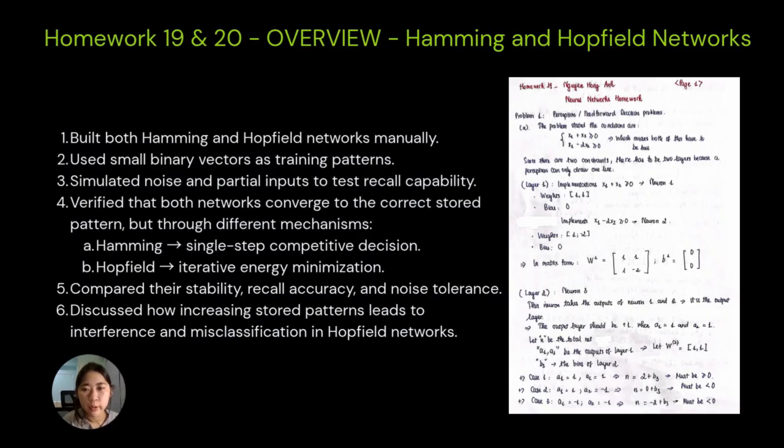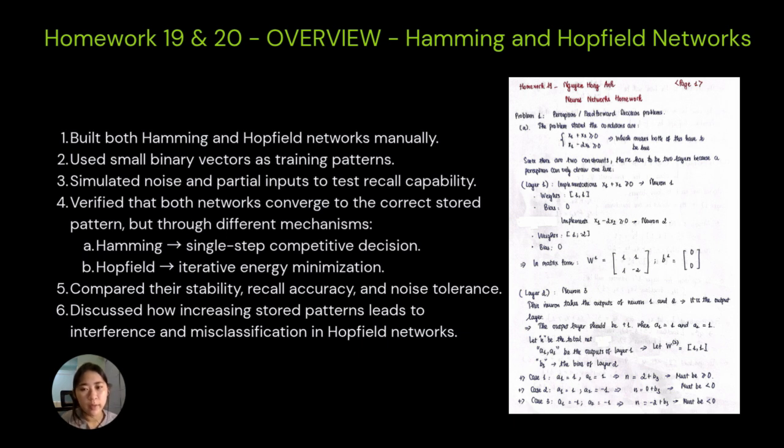So moving on to homework 19 and 20, I understand that homework 19 is the manual version, and homework 20 is the implementation of homework 19. The two homeworks are done in the same six steps, in which I built both Hamming and Hopfield networks, and also used small binary vectors as training patterns and simulated noise and partial inputs to test recall capability.